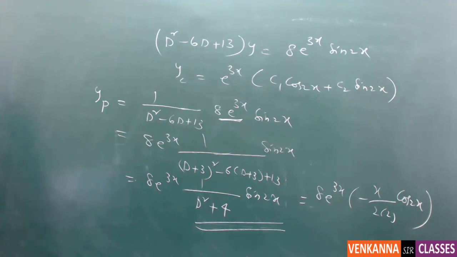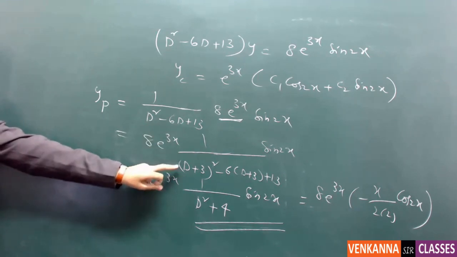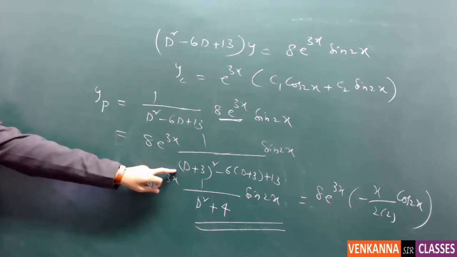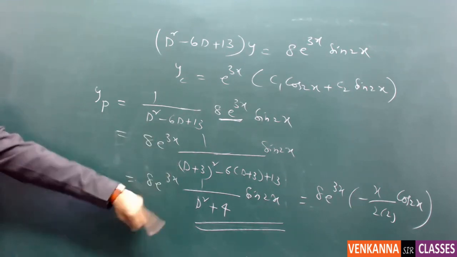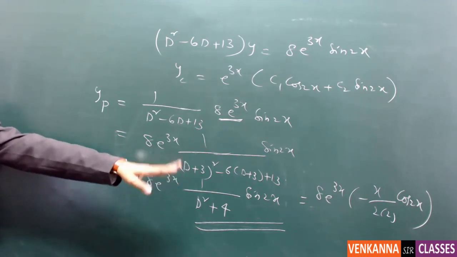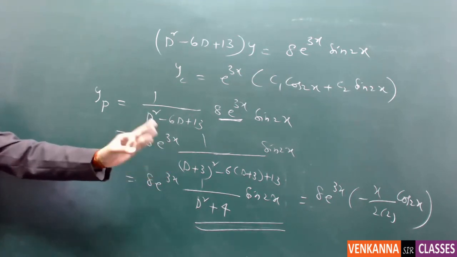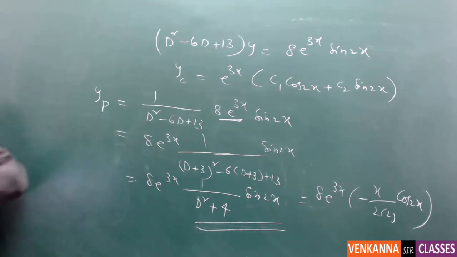When e power ax into something is presented, we always bring the exponential part to the front. D is replaced with d plus the power. Fine. And for the rest of the things, we apply the previous methods we have discussed. Sine, cos, x square, whatever is there, we apply that methodology here.